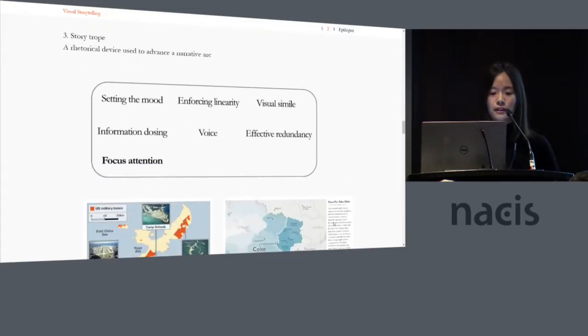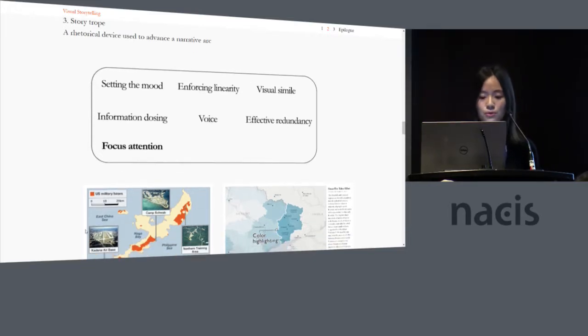But the third factor is story trope. A trope is a rhetorical device used to advance a narrative story. There are basically 7 types of tropes in the current study. For example, setting the mood means you use a giant picture or bold color or a scary-looking font to set the tone of your story.